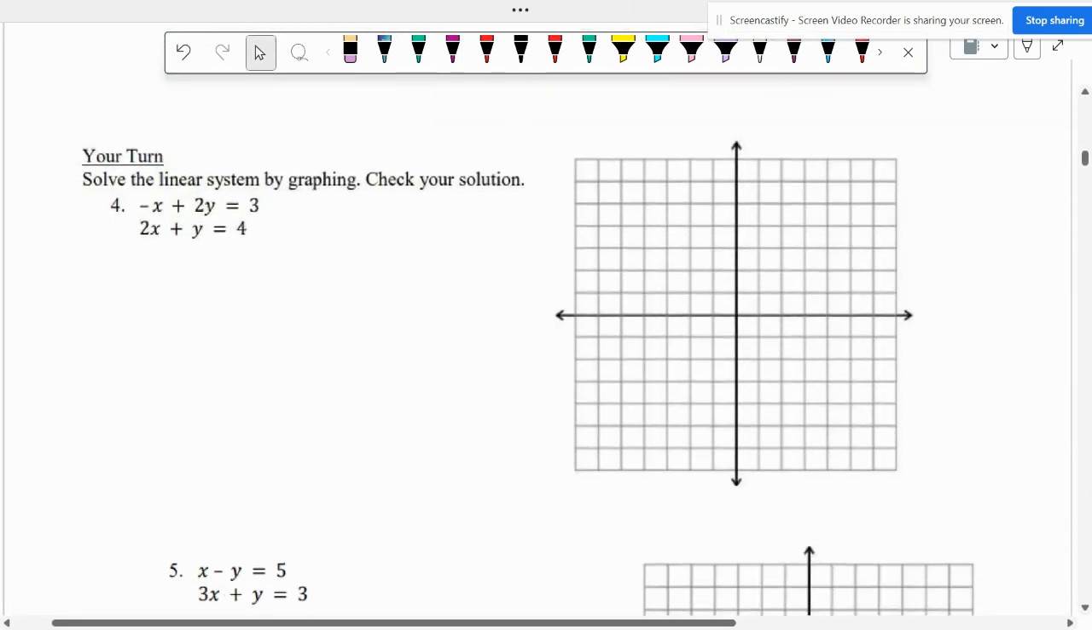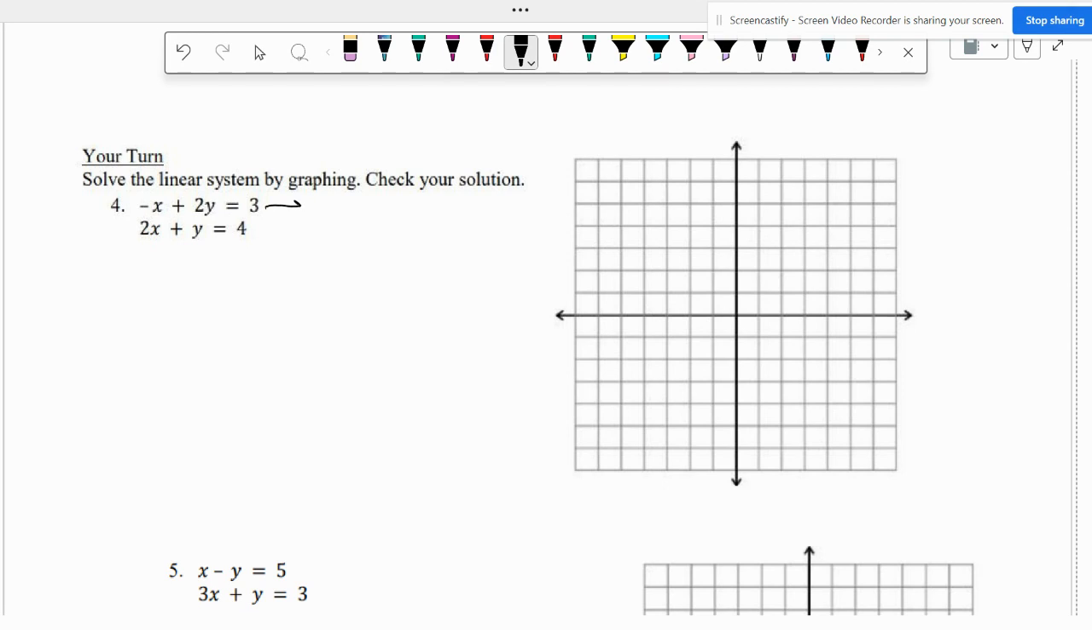All right. So this is a your turn. So I'm going to give you some hints. I'd like you to pause the video and solve this. This one, I would like you to solve for y. I would like you to rewrite this equation and solve for y. And then this one, I would like you to use the cover-up method.